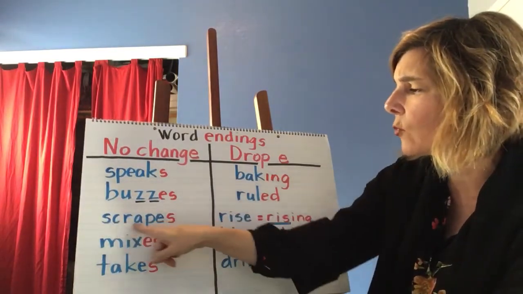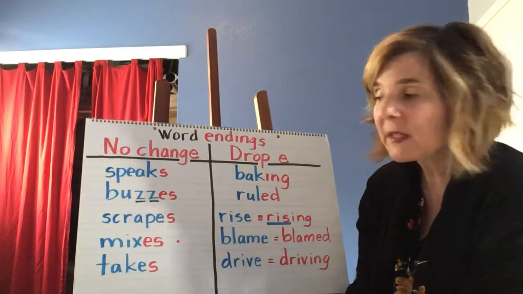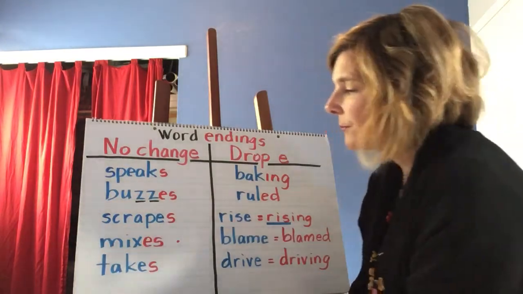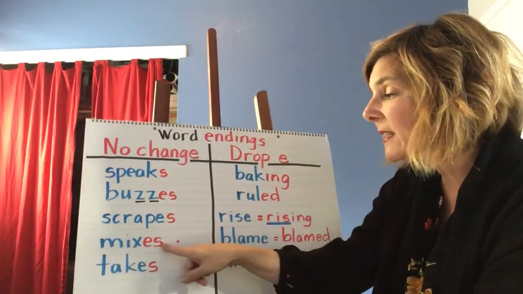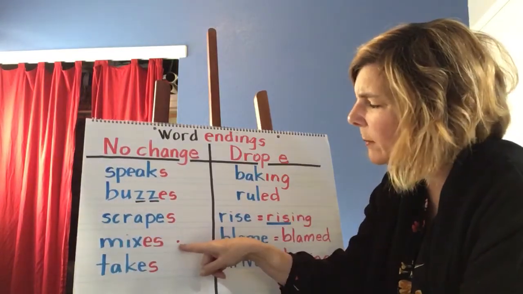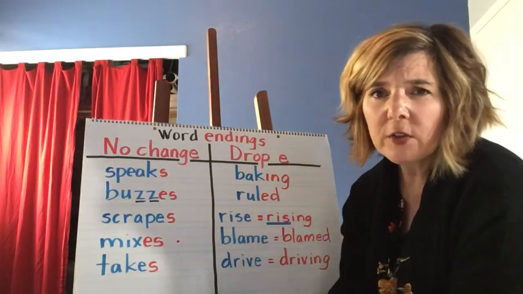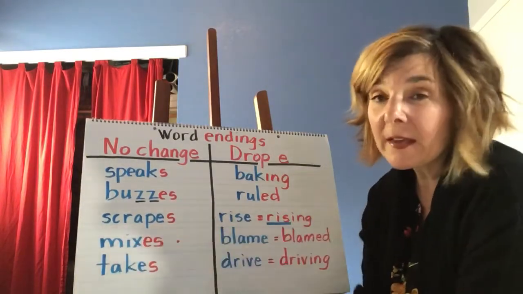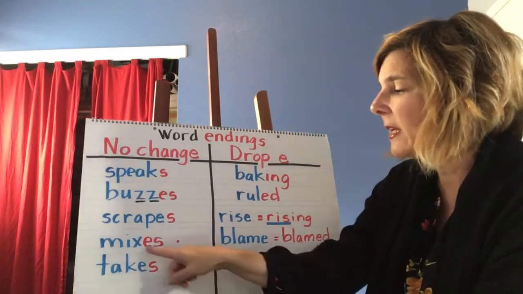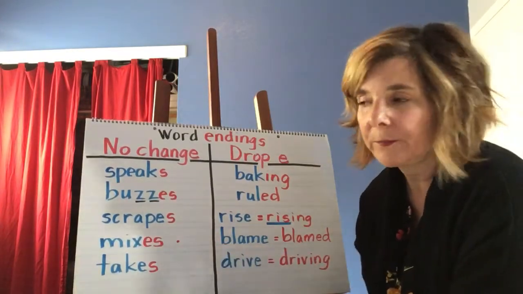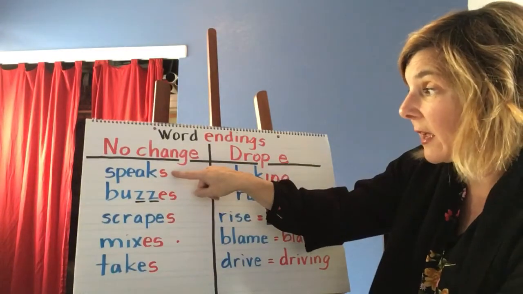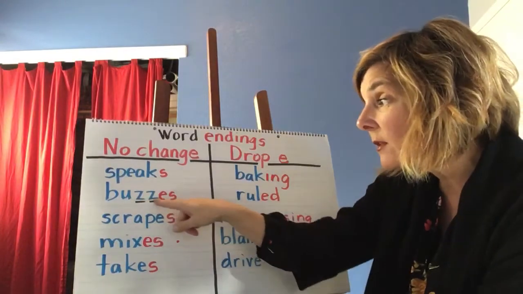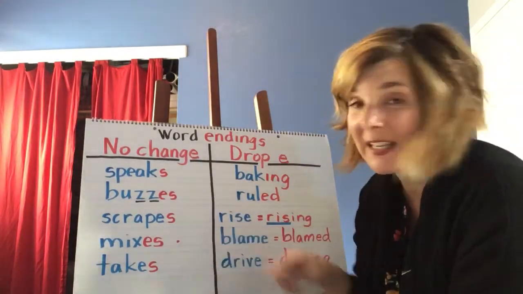The next word is scrape. He scrapes his knee. The silent E was there, and I added my S. The next word, mixes. My base word is mix. Why did I put a dot there? I put those dots there to remind myself I want to say something a little bit more about that word. When we learned about the X ending, we learned we needed to add an ES, not just an S. Speaks, we just added the S. Mixes, we had to add the ES. Okay, it didn't have a double consonant like buzz, but it still follows the ES ending.